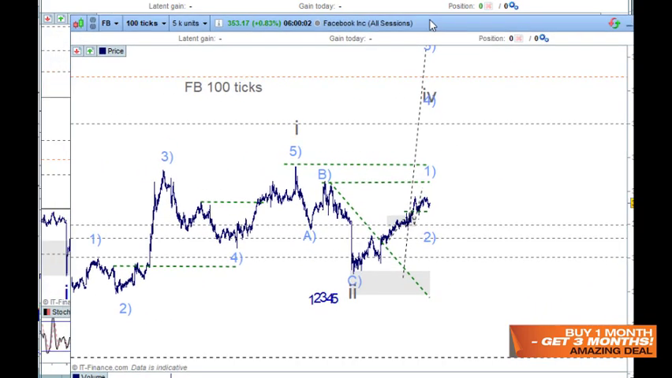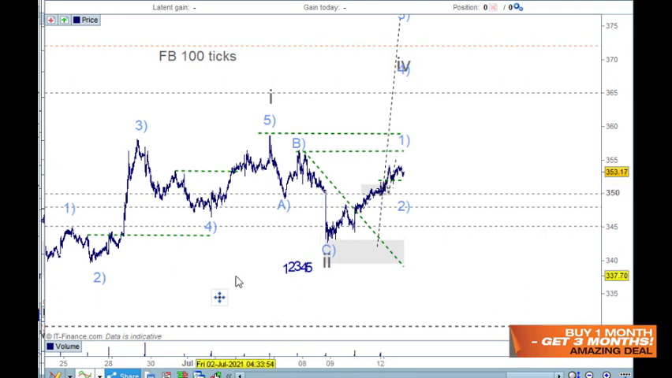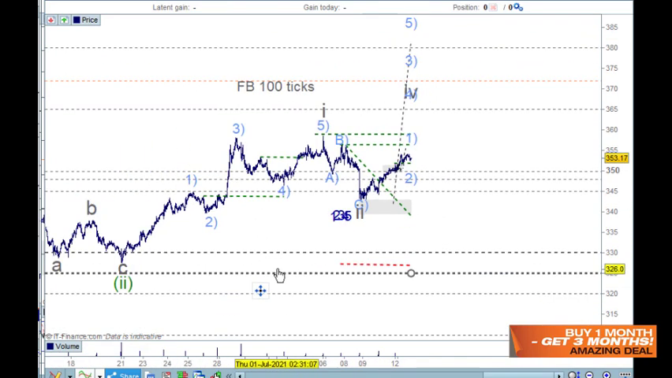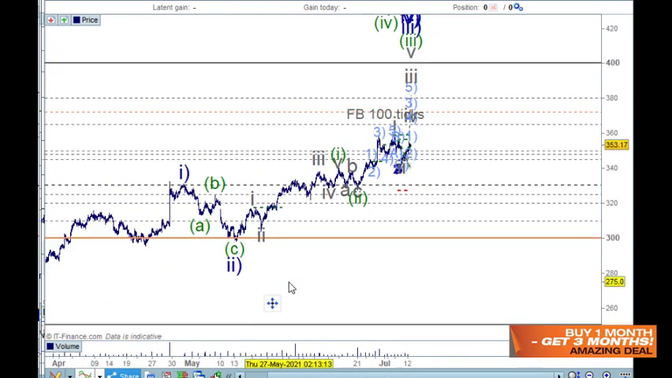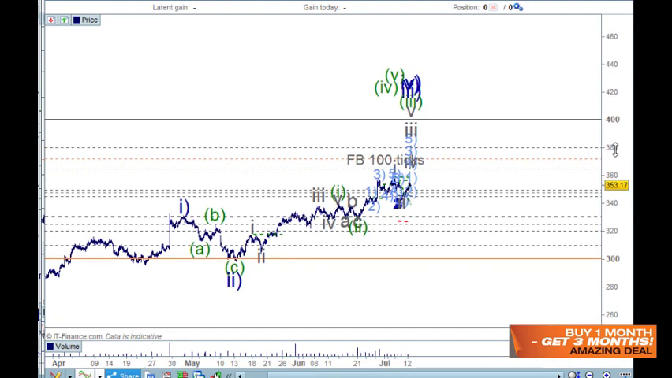Have a look at Facebook. I'm just going to go straight to the tick chart because we went through all this yesterday. Right, so with Facebook, it's Facebook on the tick chart, 100 ticks.